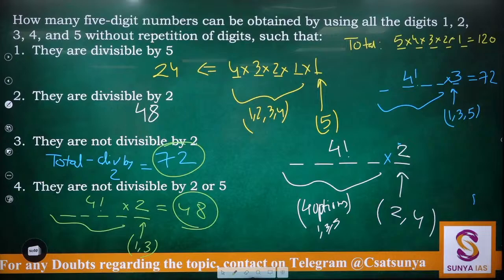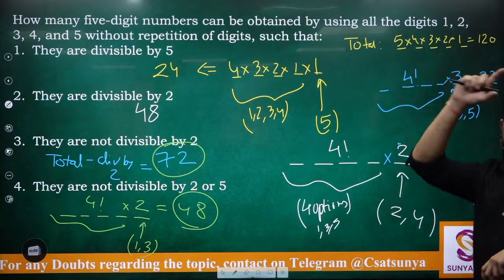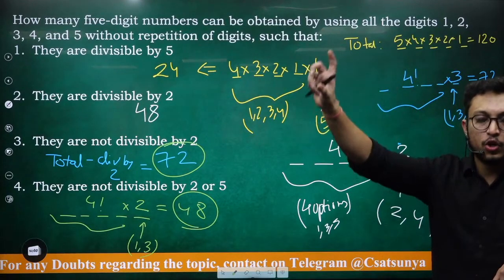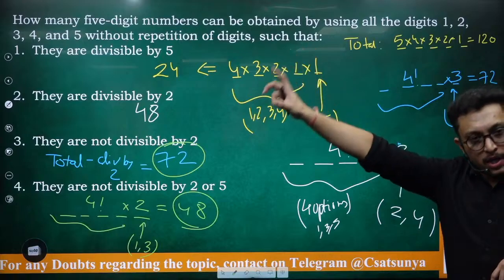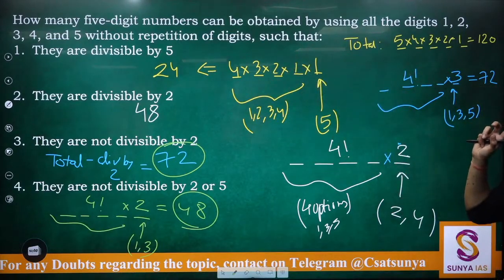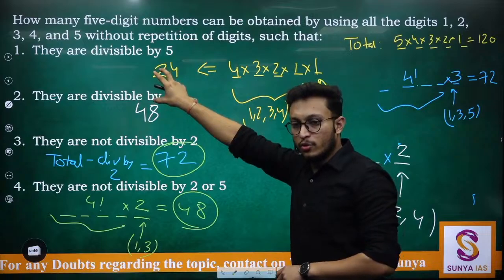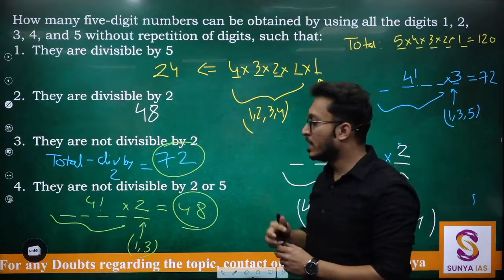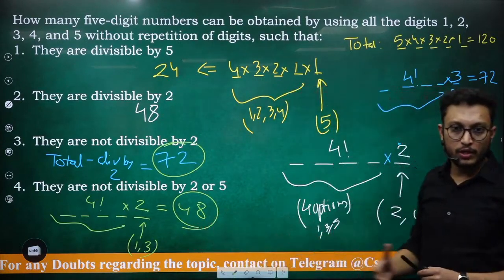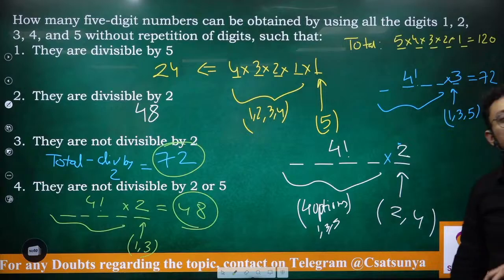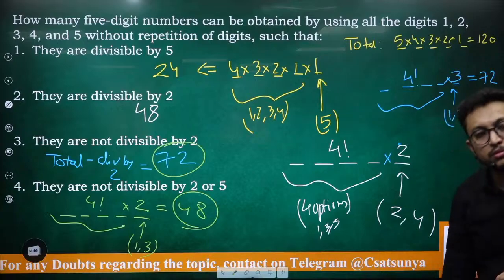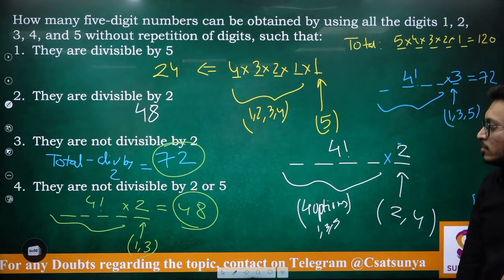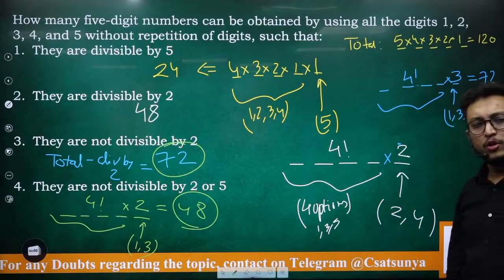Yes okay, okay, done done. So she is saying that total minus all those numbers which are divisible by 5 and all those numbers which are divisible by 2. So numbers divisible by 5 is 24, divisible by 2 is 48, total is 72. If you subtract this 72 from total, you will get 48. Not divisible by 2.